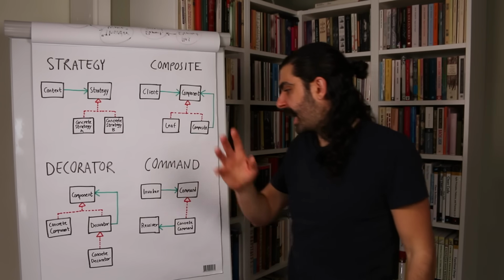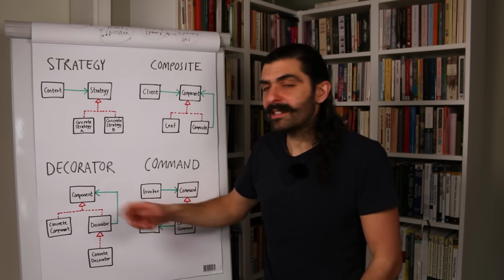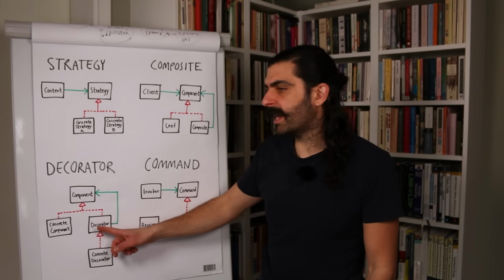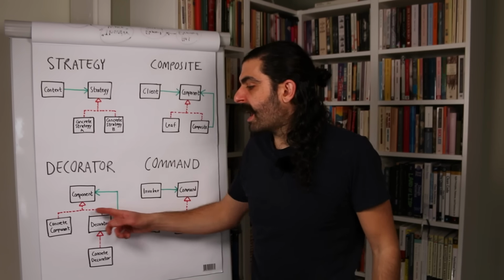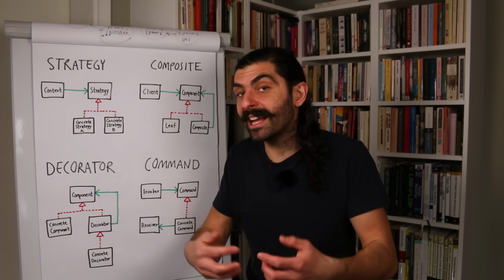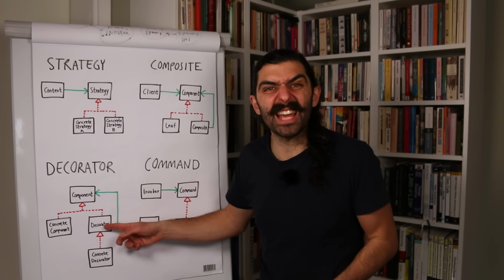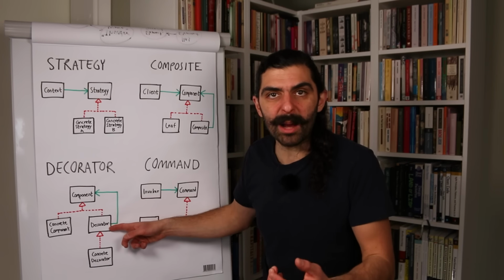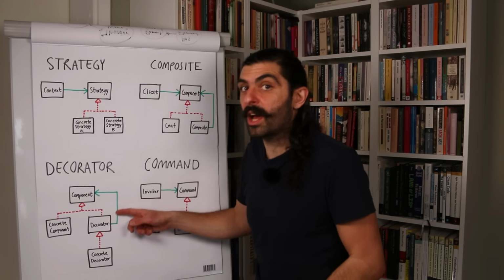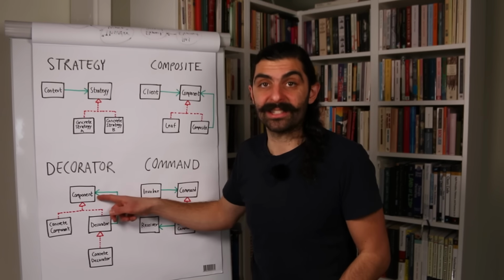The pattern has essentially four roles. First, we have the component. This is the supertype that both plain objects and decorated objects share. Then we have the concrete component. This is the type of the basic objects that we want to add behavior to, the objects that we want to decorate. Then we have the decorator, and this is an abstract wrapper that implements the component interface and holds a reference to another component, right? The decorator is a component and has a component.